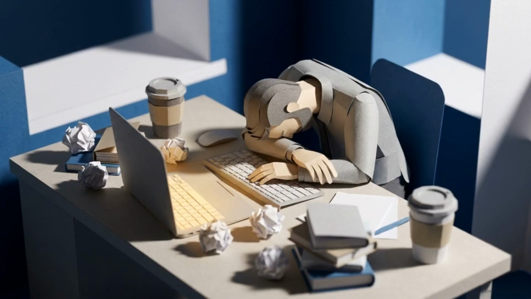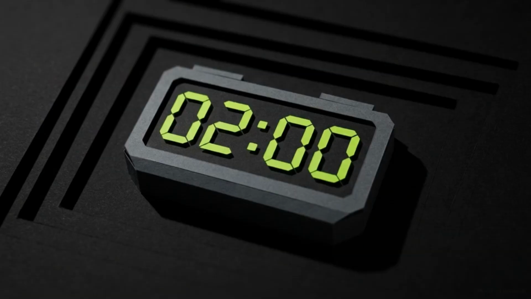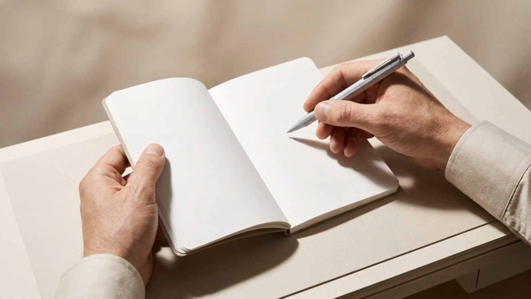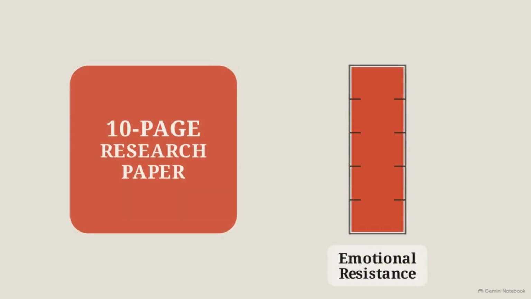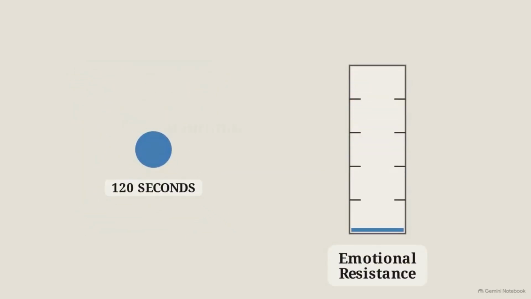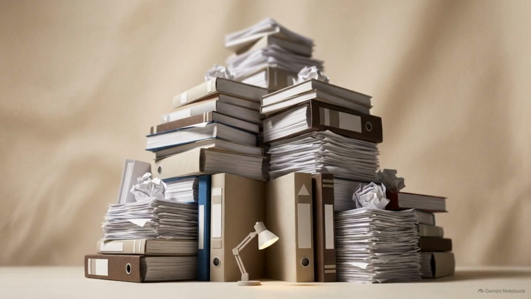Most students wait to feel motivated before they start, but the science of habit formation shows that motivation follows progress, not the other way around. This is why the 2-minute rule is so effective. You tell yourself you will only work on the task for 2 minutes, after which you have full permission to stop. Shrinking the goal to just 120 seconds lowers the emotional resistance. It tricks your brain into starting because 2 minutes feels manageable, even when the whole project feels impossible.